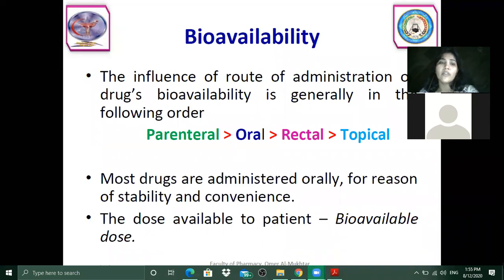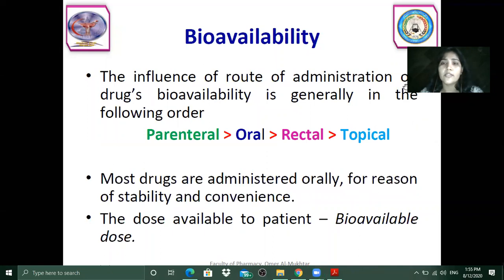Then bioavailability: the influence of the route of administration on a drug's bioavailability is generally in the following order. So parenteral is higher, then oral, then rectal, then topical. So the lowest drug bioavailability will be through the topical mode of administration, while the parenteral will have 100%.